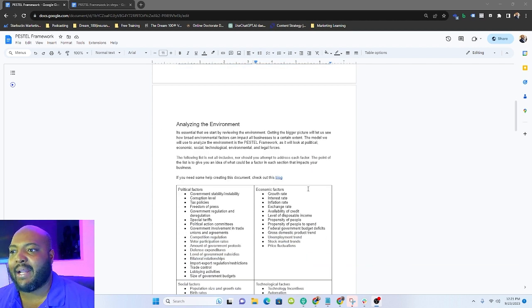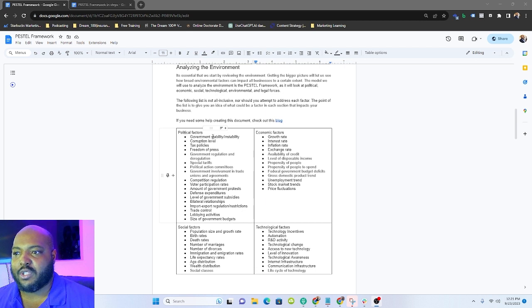When we're talking about analyzing the environment using the PESTEL framework, there are the 6 key components. The first is political. So what are some of the political changes that can impact your business? Then you have economic factors. What are some of the economic changes? Growth rate, interest rate, inflation, exchange rate, all of these things, availability of credit. What are some of those that are going to impact your business?